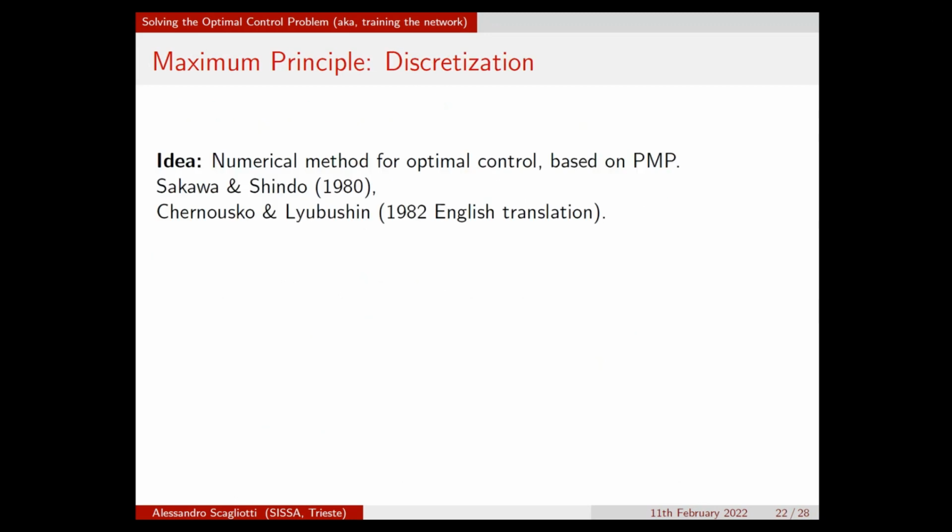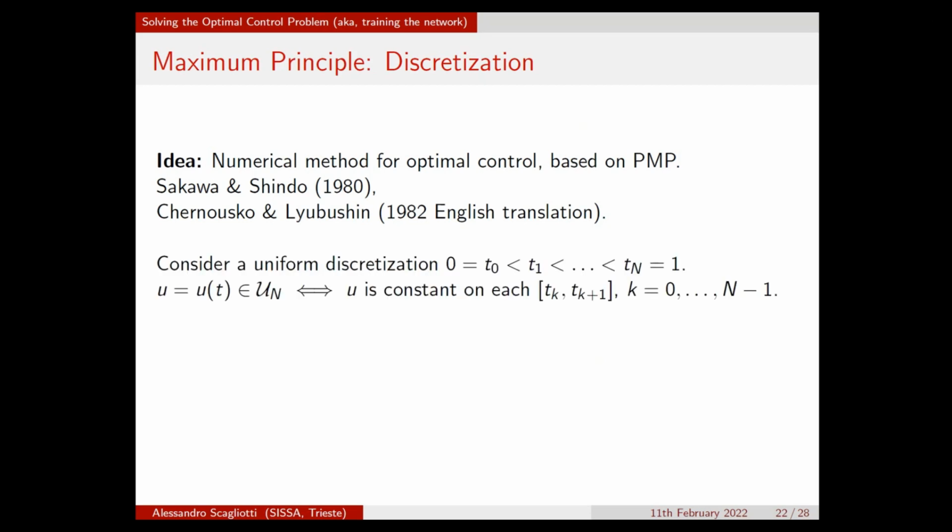Okay, so now the numerical algorithm based on the Controllability maximum principle. The method that we employed was suggested in 1980 by Sakawa and Shindo, and this method was essentially a stabilization of a method that was already known in the Soviet literature. So in 1982, there is an English translation of a review paper. Anyway, the framework more or less is the same as before. So we introduce a uniform discretization of the compact time interval 0, 1, and we consider controls that are piecewise constant. What changes now are the phases of the algorithm.